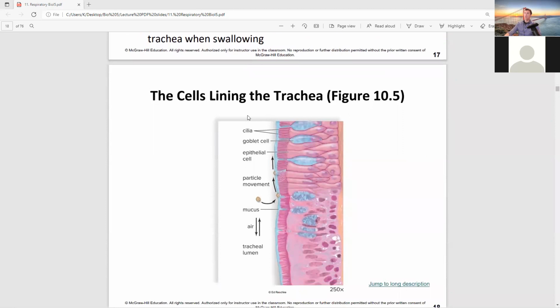So here's an image showing you the cells lining the trachea. You have these large goblet cells, and then you have epithelial cells that have cilia and this mucus layer, which traps particles, and then the cilia move the particles back up.